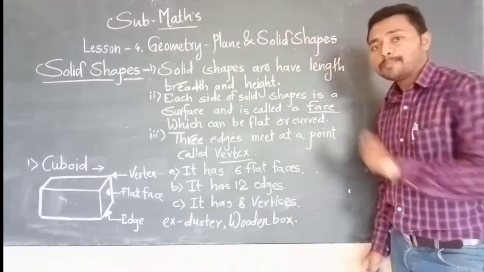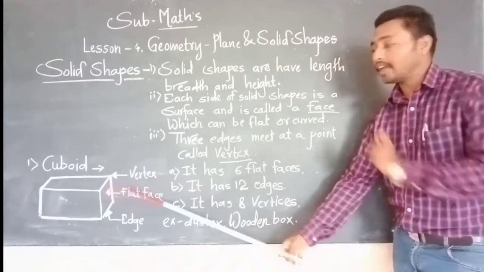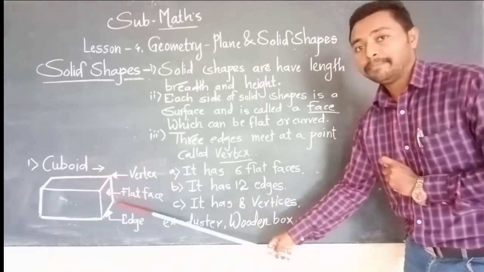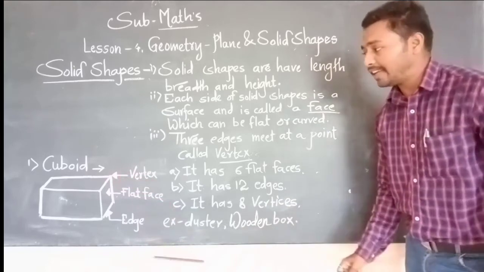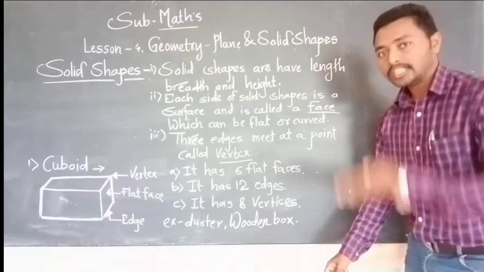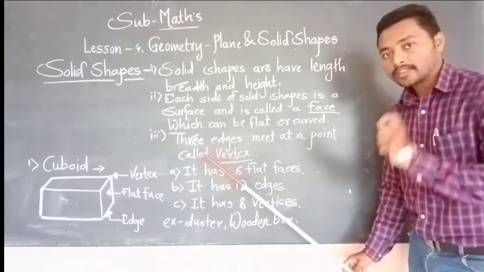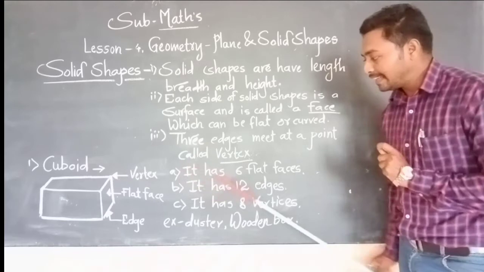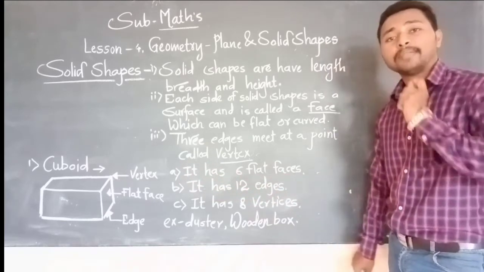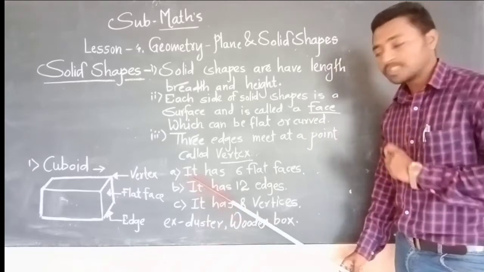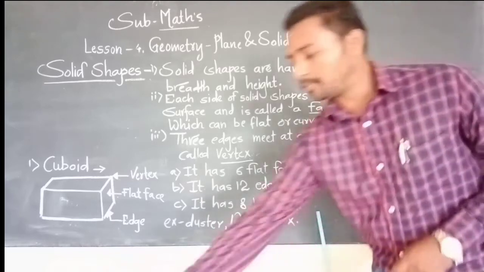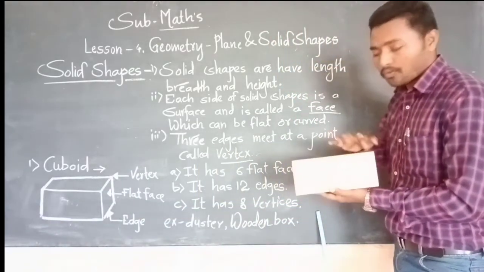Next point, observe this picture. I have already drawn it on the blackboard. Cuboid. Vertex, where 3 edges meet in a single point, is called a vertex. Flat faces and edges. So in this point, type point number 1, it has 6 flat faces. A cuboid has 6 flat faces. Next point, it has 12 edges. So let's count the edges of this wooden box.